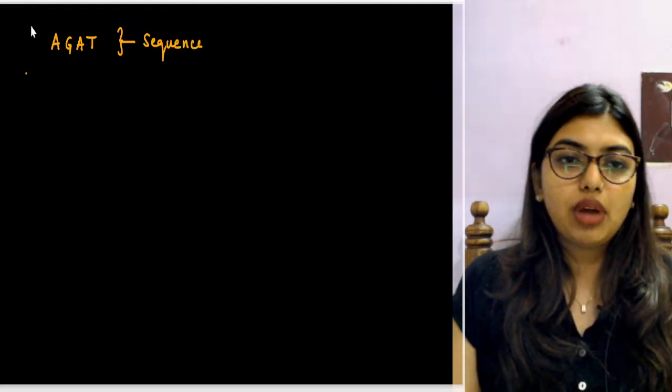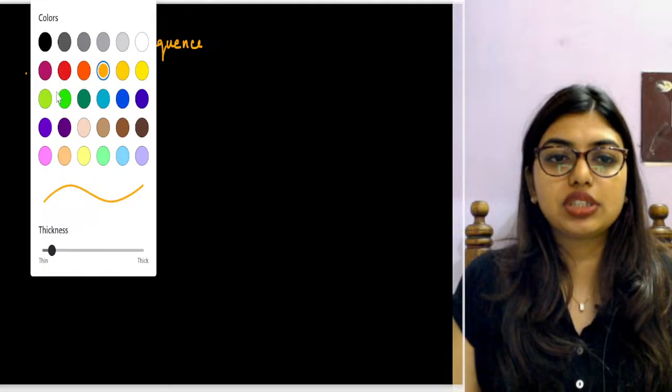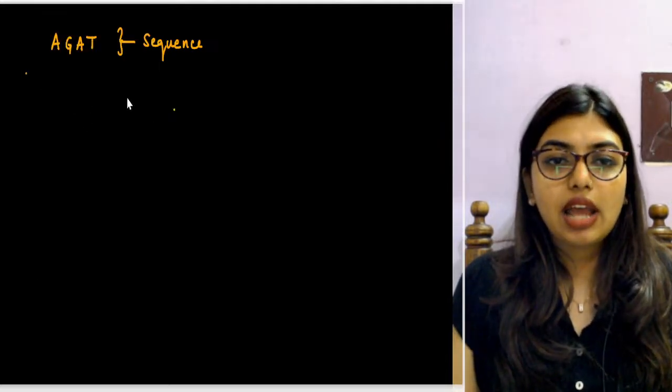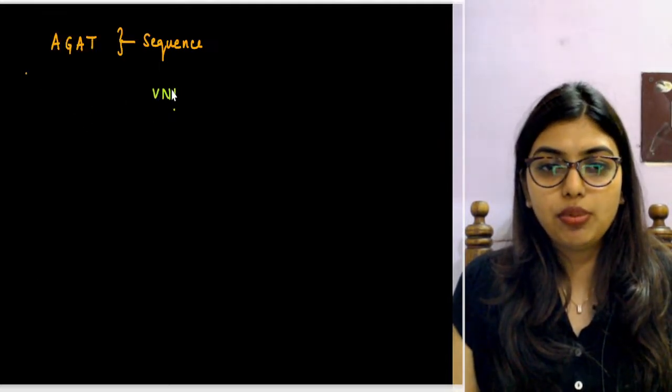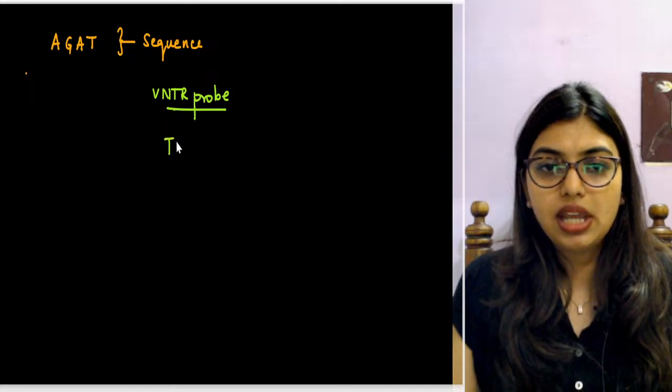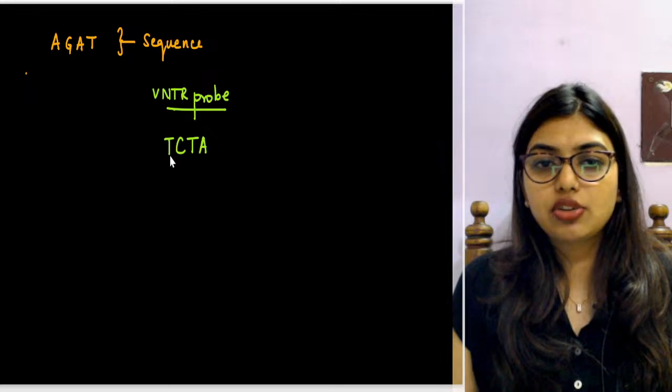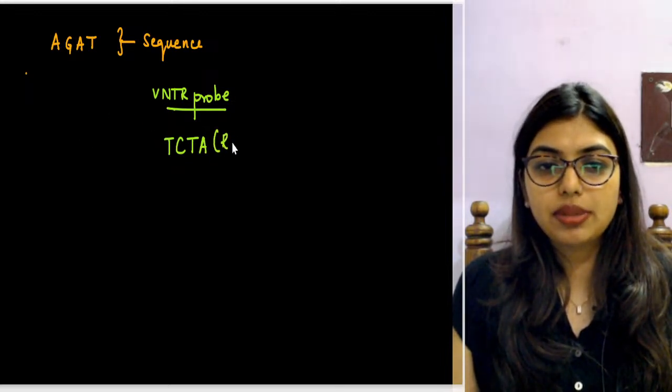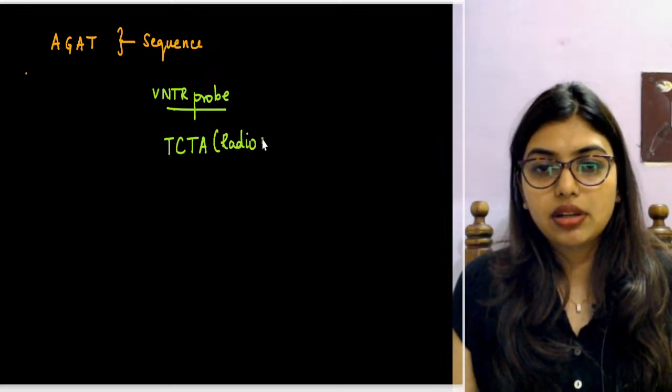Now what I'm going to do, after I got it in the electrophoresis, after staining it, after seeing it, I will use a VNTR probe. Okay, VNTR probe, which is a variable number tandem repeat. This is going to be complementary to this. That means it's going to be TCTA. This is going to be complementary to this, and this is going to be radioactively labeled.